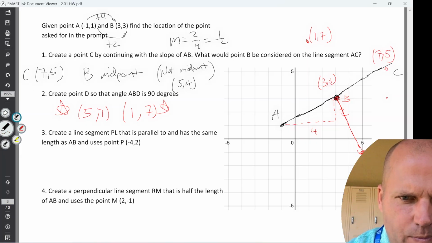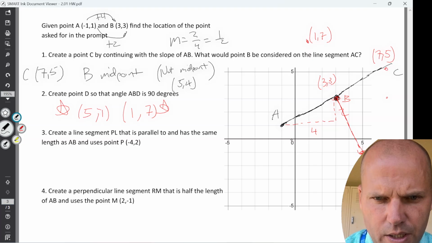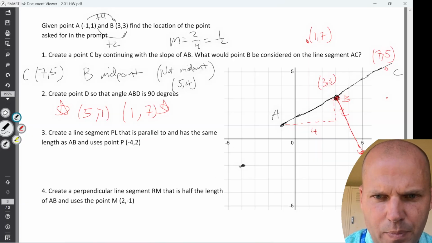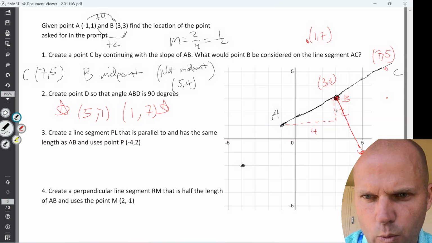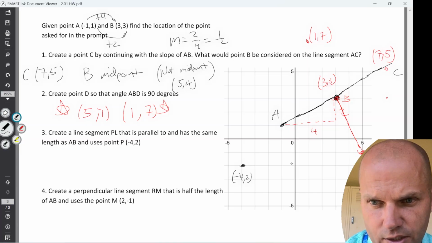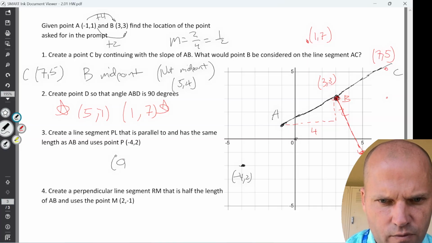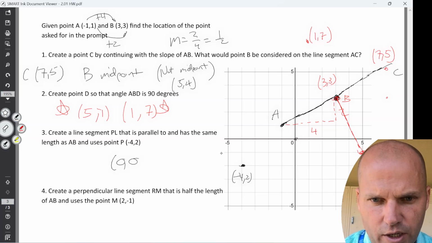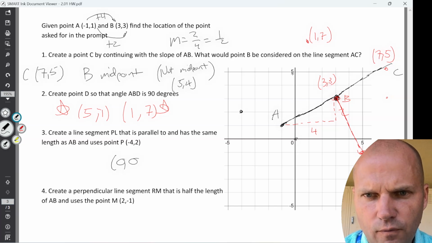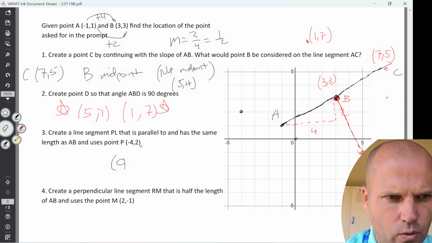Create a line segment PL that is parallel to and has the same length as AB, but uses the point -4, 2 as P. So P is left 4, down 2. I want it to be parallel, which means the slope is going to be the same, which means the y change and the x change will be exactly the same. So I will be going right 4 and up 2. If I go from -4 to the right 4, I'm adding 4, I get to 0. If I go up 2, I will get to 4. So right 4 gets to an x-coordinate of 0, and up 2 gets to a y-coordinate of 4.